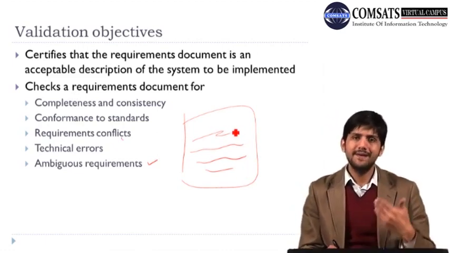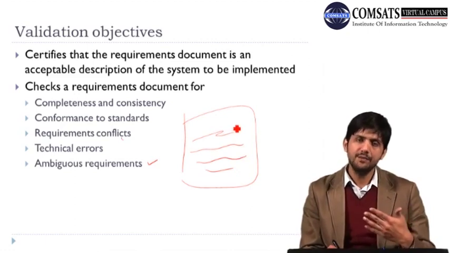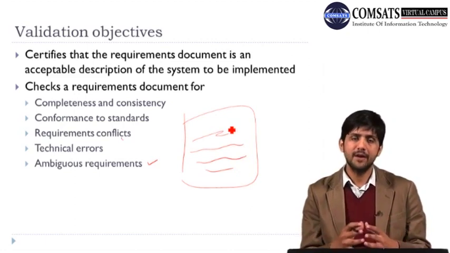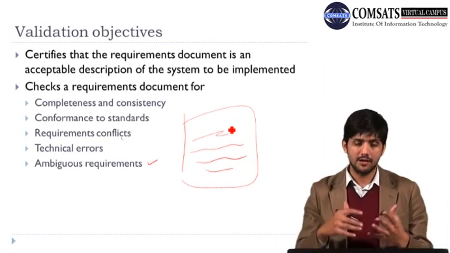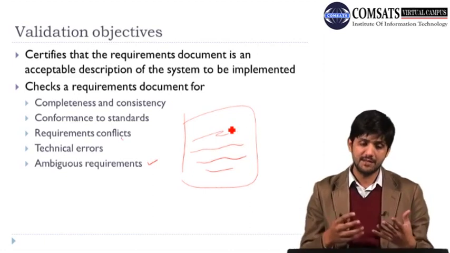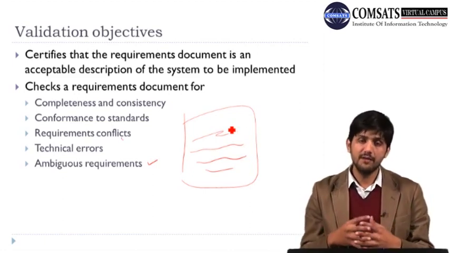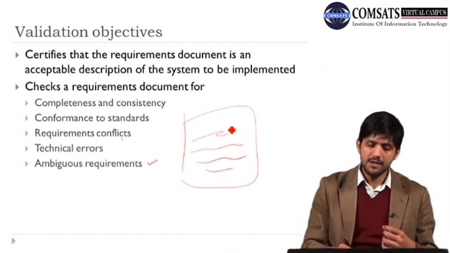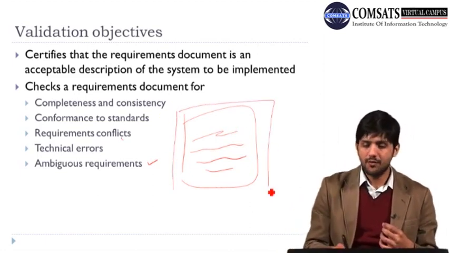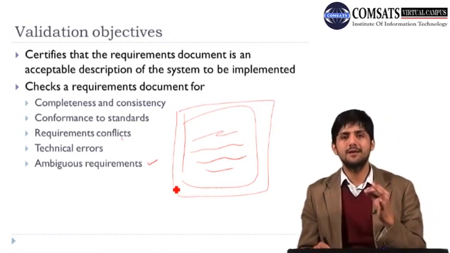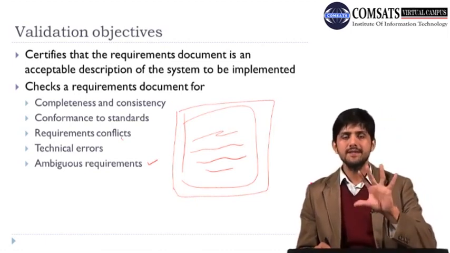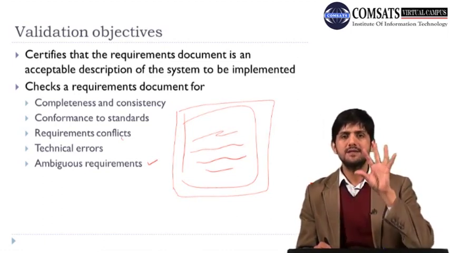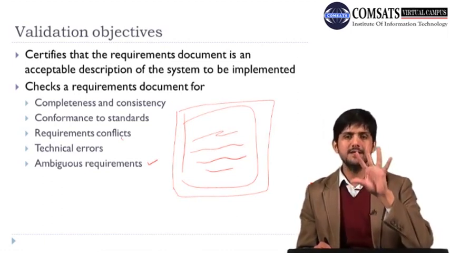So what the client would do at this stage is check this requirements document for completeness and consistency. They will ensure that it conforms to all the standards that were specified, whether there are any conflicts in it, any technical errors, or any requirements which are ambiguous. Because at the end of this process, we are going to get this document signed off, and we are going to say, this is what the client wants from me, and I am going to design my system based on this validated set of requirements.